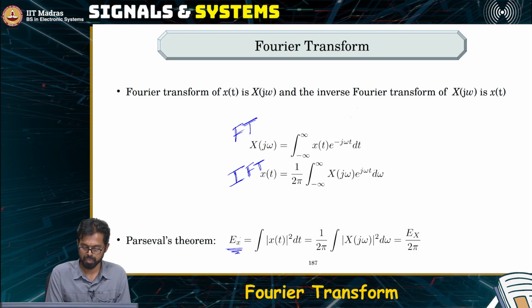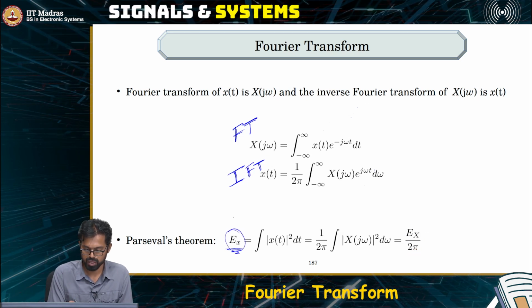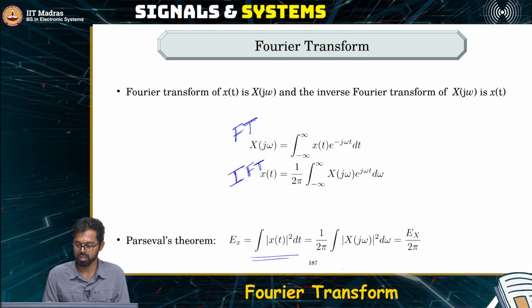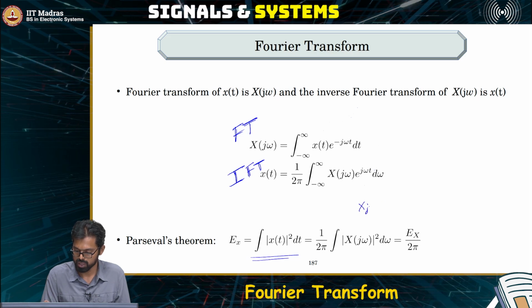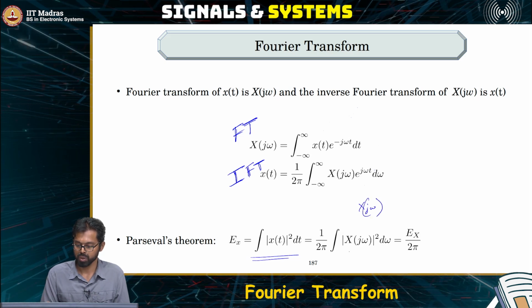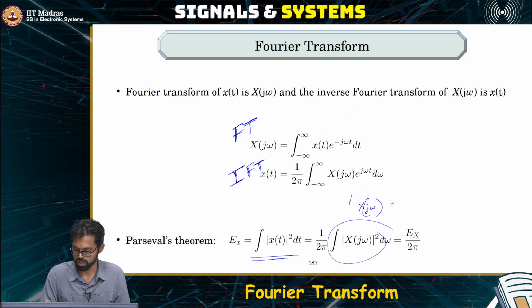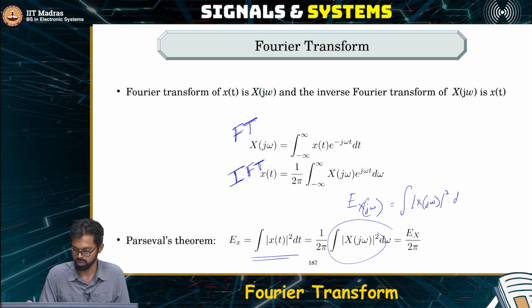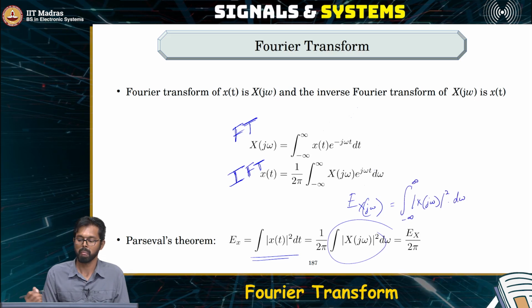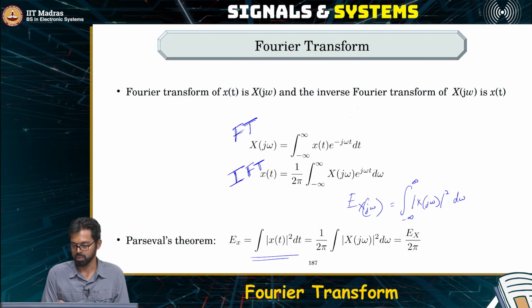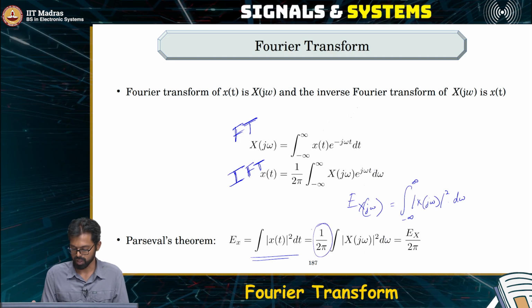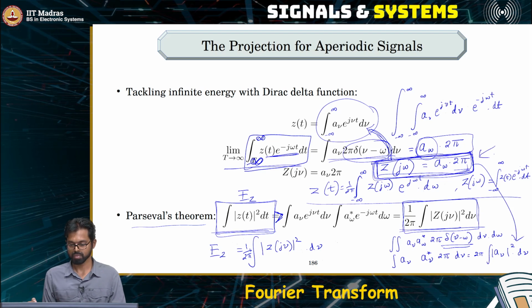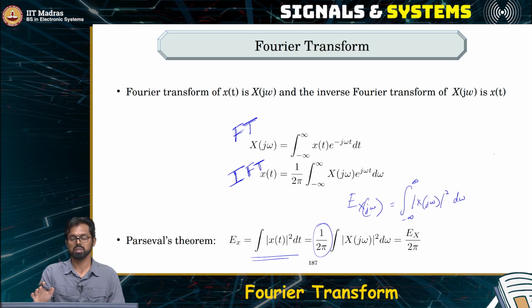So, the energy of x of t is computed through this expression, and the energy of x of j omega is computed through this expression. Basically, the energy of x of j omega is just this expression, right, over all values of omega. So, they are exactly the same except for the scaling factor of 1 by 2 pi that comes because of this relationship here, okay, alright. So, this is the Fourier transform.